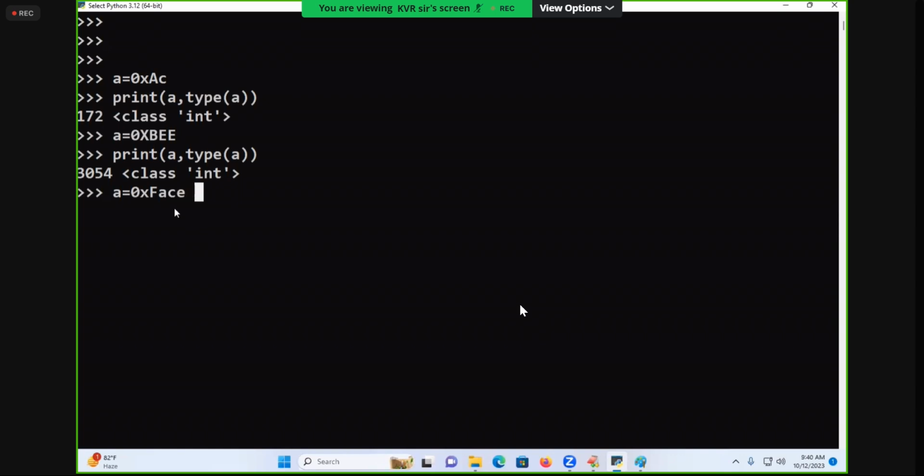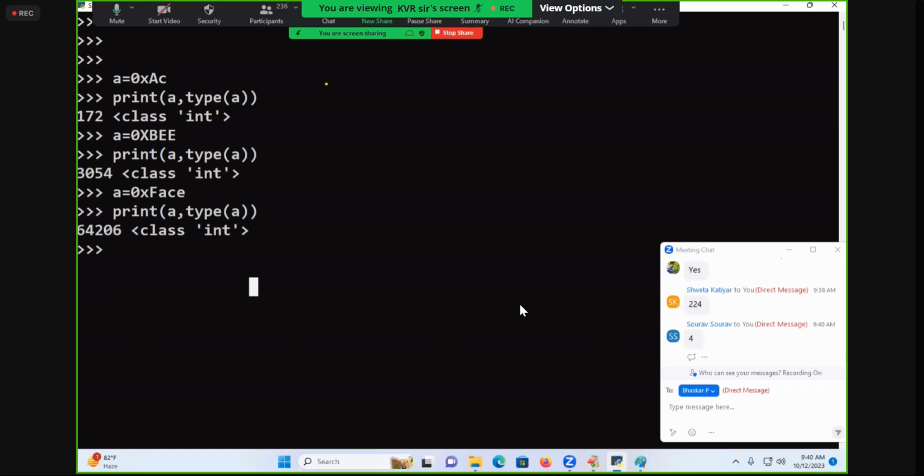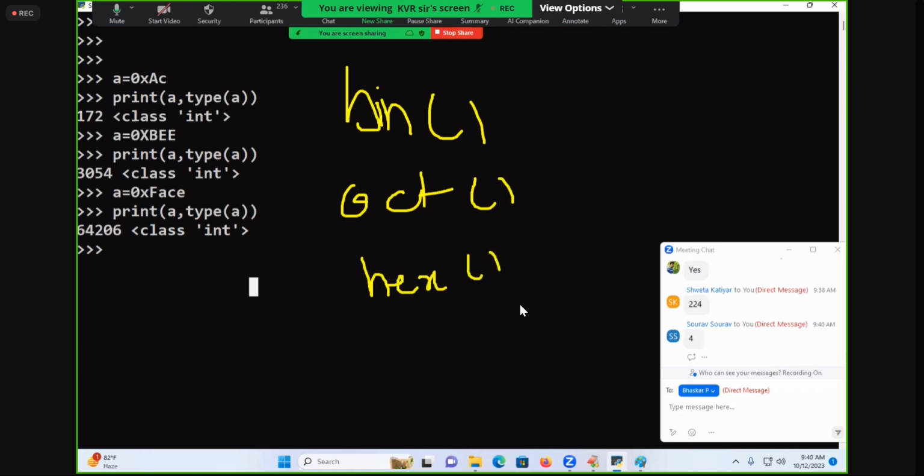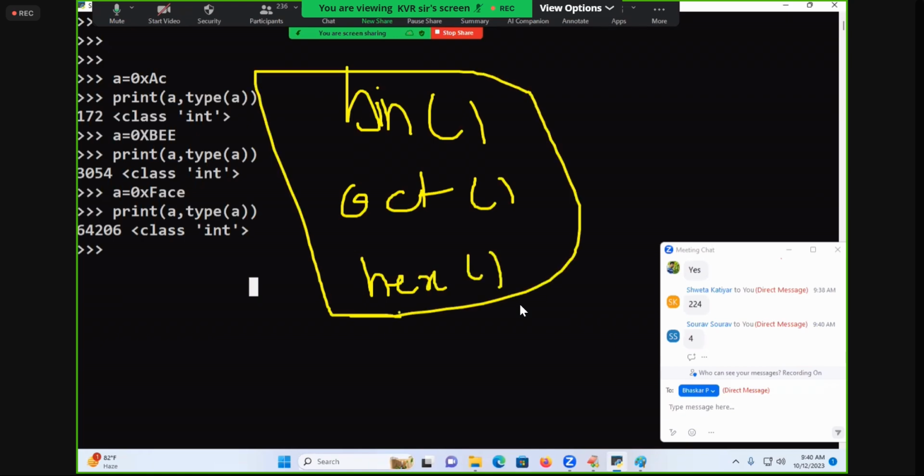Now see that 0x FACE and print A. What is the answer? 64206. Do you know how to calculate? Yes. So already we converted hexa to decimal. Now decimal to hexa. Decimal to binary, which function? bin(). Decimal to octal, which function? oct(). Now the next function, hex(). These three are called base conversion functions, one of the most frequently asked FAQs.